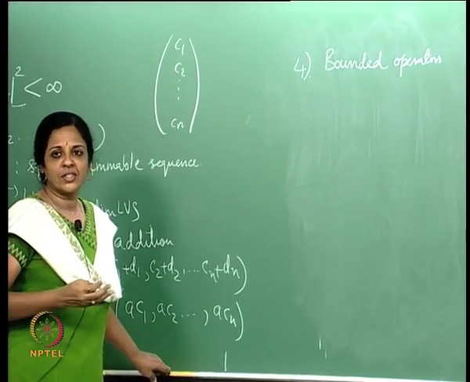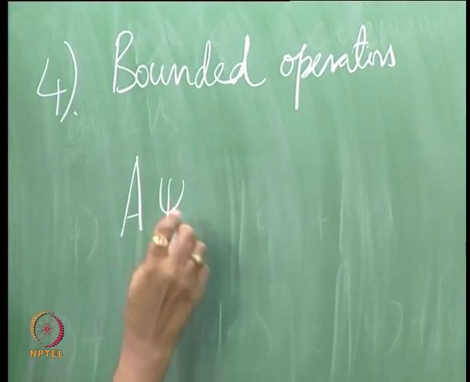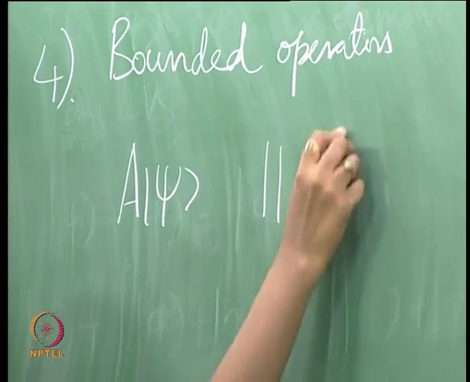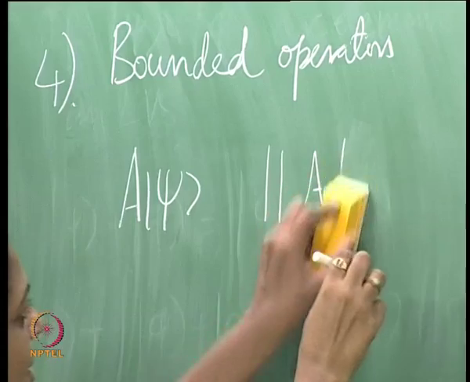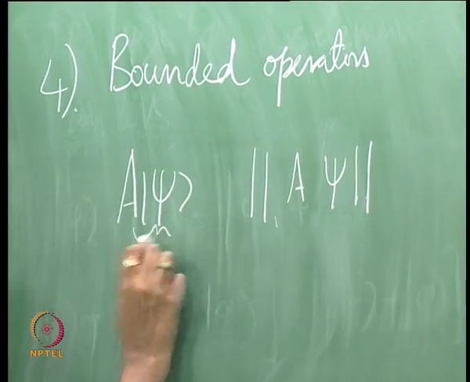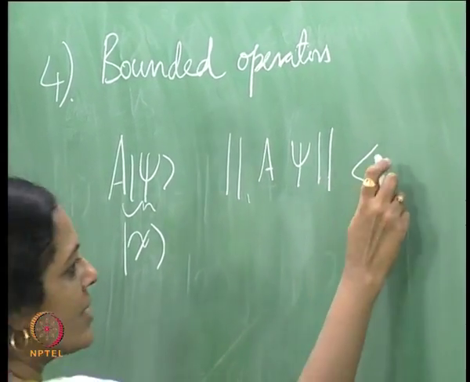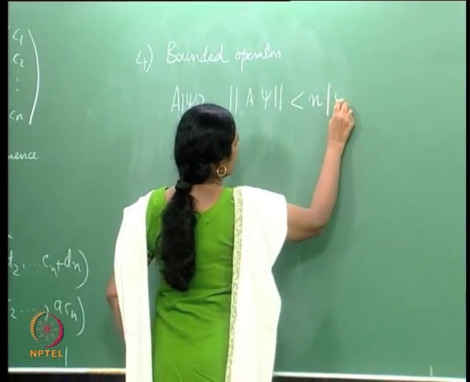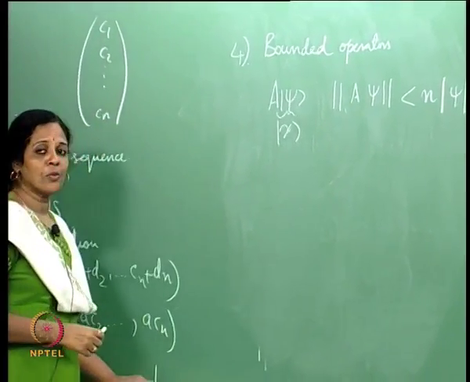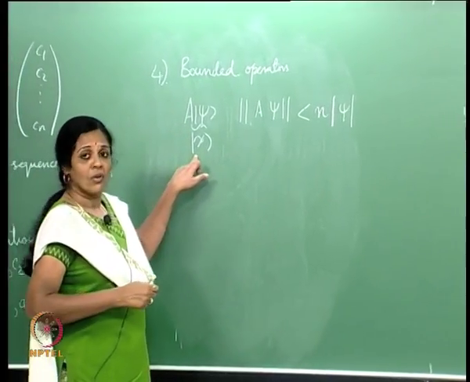Operators in a finite dimensional linear vector space were bounded in the following sense. If A is an operator and it acts on ket psi, now suppose I take the norm of that state. This is some state chi. So I'm taking the norm of chi. That was always less than some positive number times the norm of psi. And this was very important for normalization of the new vector.